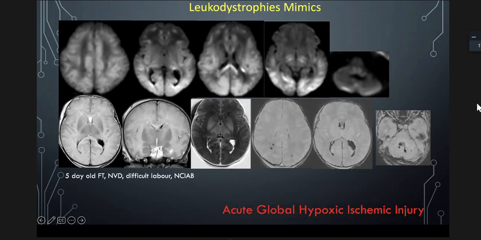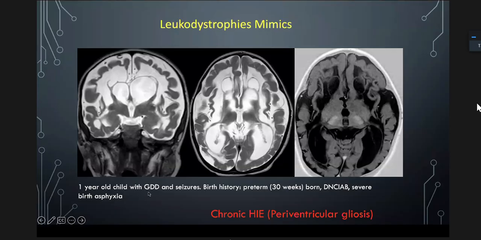So this is a classic case of acute lobar hypoxic ischemic injury, where there is involvement of the entire cerebral hemisphere. The gray matter as well as the white matter is involved, and there is diffuse cerebral edema. This history of not crying at birth is extremely important here. Again, this child comes with GDD and seizures, but has a past history that he was preterm and did not cry at birth, severe birth asphyxia.